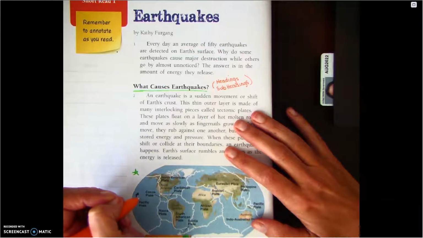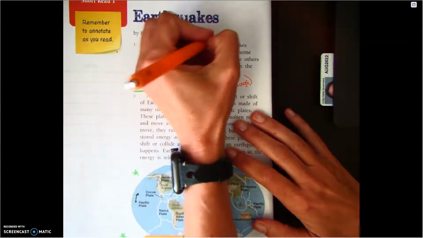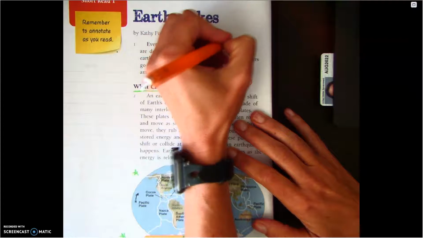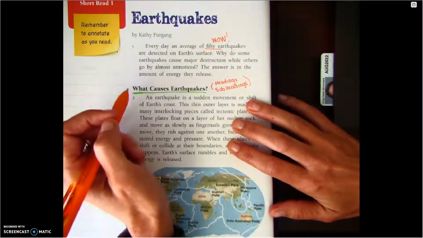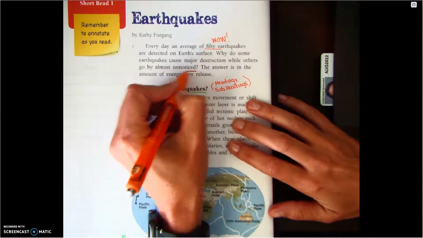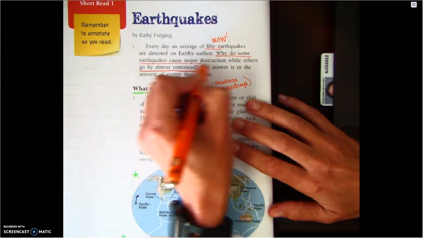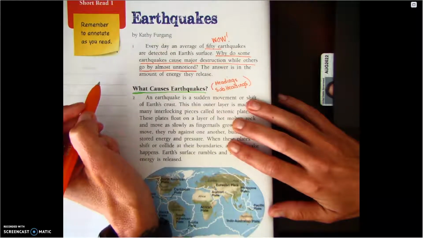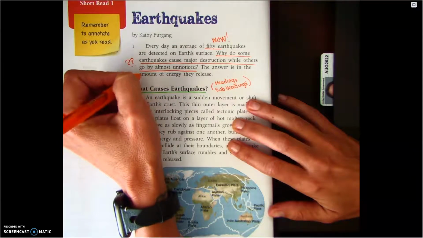Okay, so every day an average of 50 earthquakes are detected on the Earth's surface. I'm going to go, wow, I did not realize that was every day. Why do some earthquakes cause major destruction while others go by almost unnoticed? The answer is in the amount of energy they release. Okay, so the author is actually starting us off with a question. This is the question they're going to answer for us. It says, why do some earthquakes cause major destruction, because if there's 50, while others go by unnoticed?